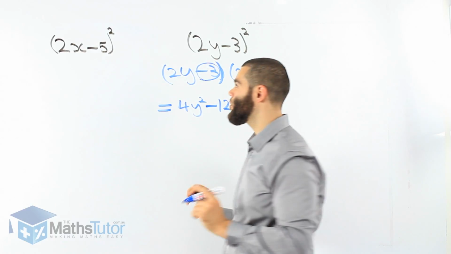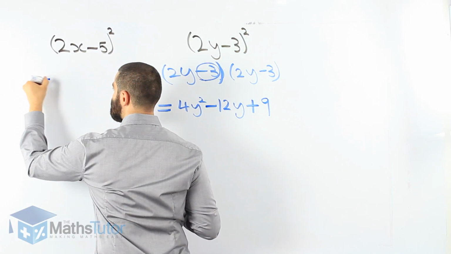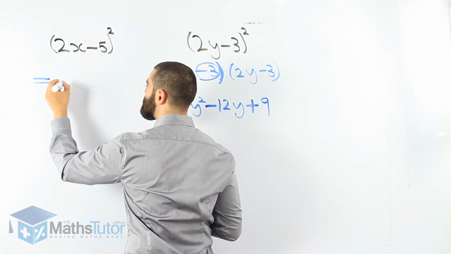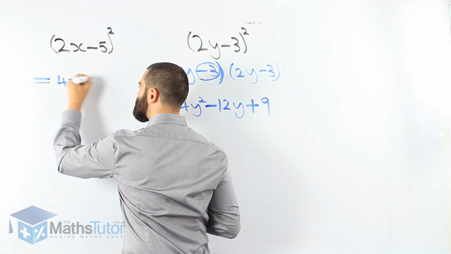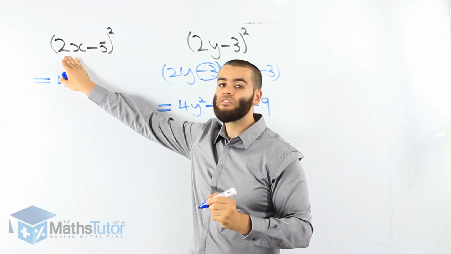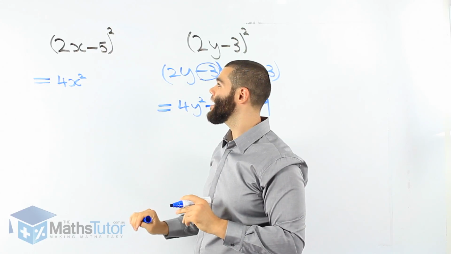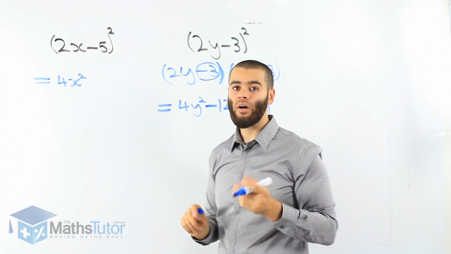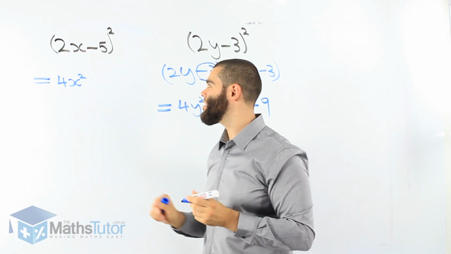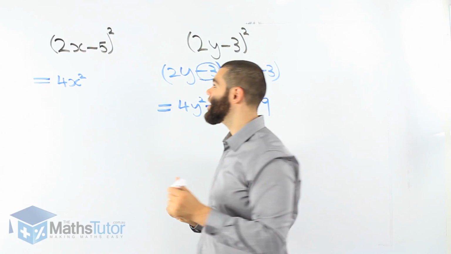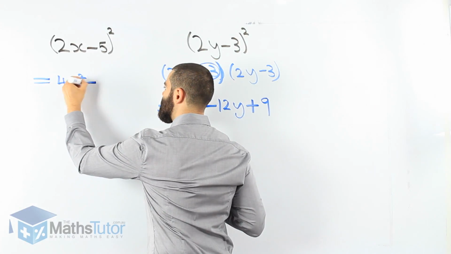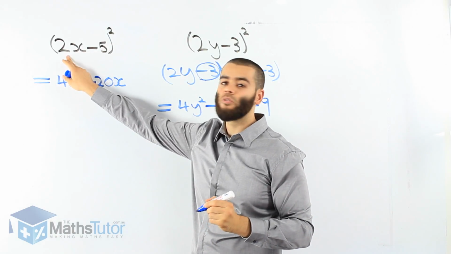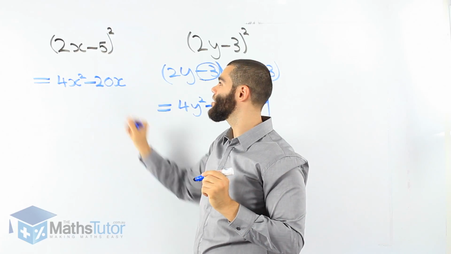We know this is a perfect square. We follow the same process. So we know we have to square the first term. 2x times 2x, 4x squared. That's the first term squared, it's taken care of. Now, second step, we multiply the 2 terms together and then times by 2. Negative 5 times 2x is negative 10x. Negative 10x times 2, negative 20x.